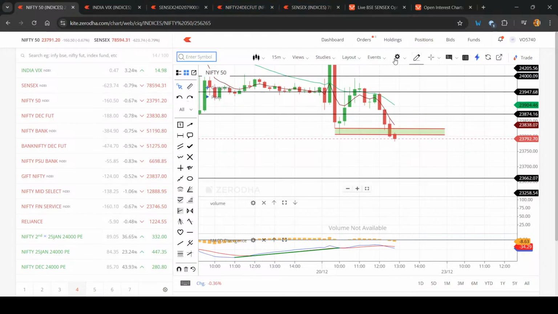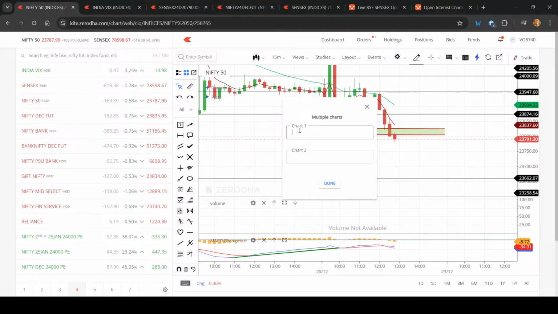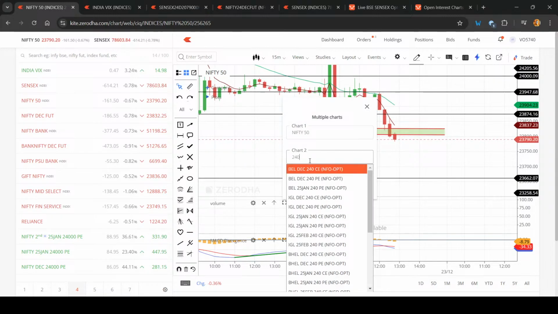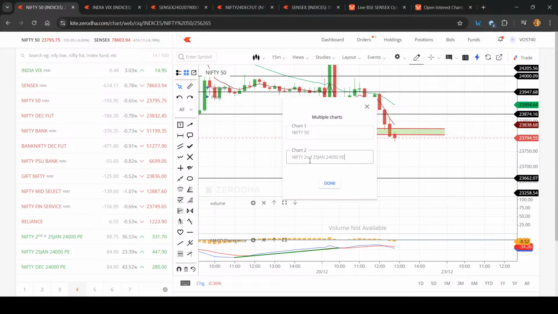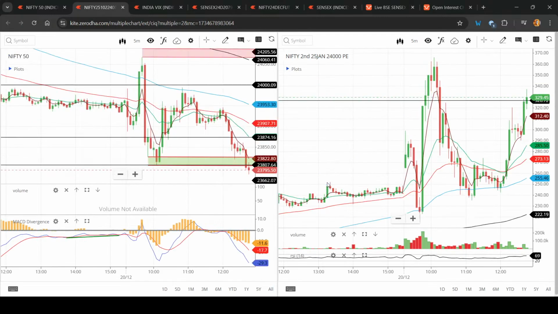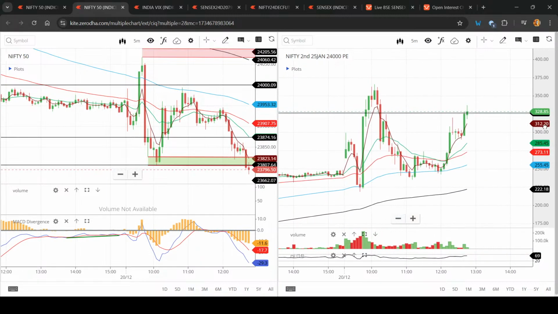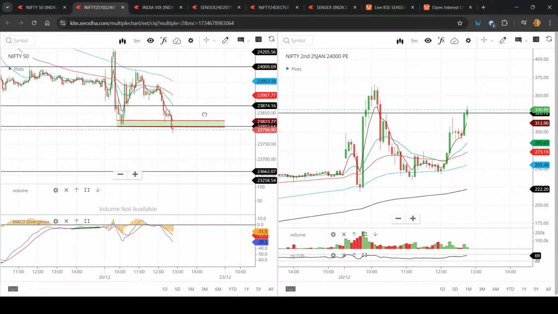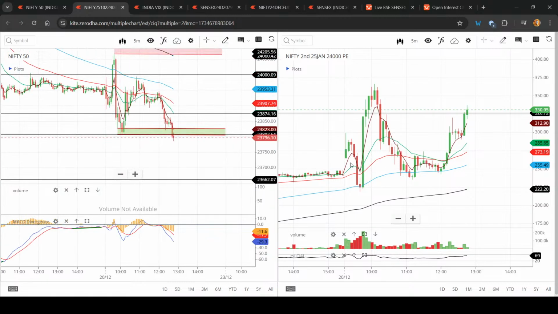Okay, just I'll try to open one chart. Alright, Nifty 50, I closed the 24,000 second Jan put by mistake. Alright, so we have moved from the level of 300 to 330. Alright, and on the spot also we have broken down the level of 23,800. But we just have to observe that this is not a fake breakdown.